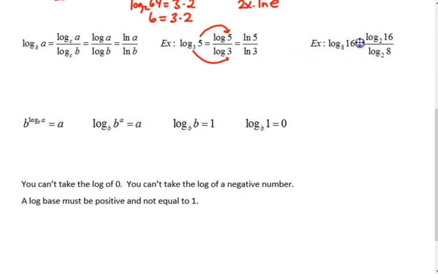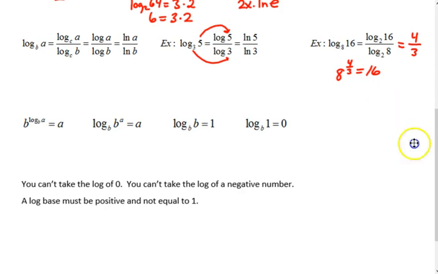Sometimes it's helpful to use a clever choice of base. Log base 8 of 16 is not something that I could figure out in my head because I don't know what 8 to what power is 16. But I notice that 8 and 16 are both powers of 2. So I'm going to say log base 2 of 16 in the numerator and log base 2 of 8. So I picked a different log that's just a nice handy log in this situation. I know that log base 2 of 16 is 4, and I know that log base 2 of 8 is 3. So the answer is that 8 to the 4/3 power is equal to 16.